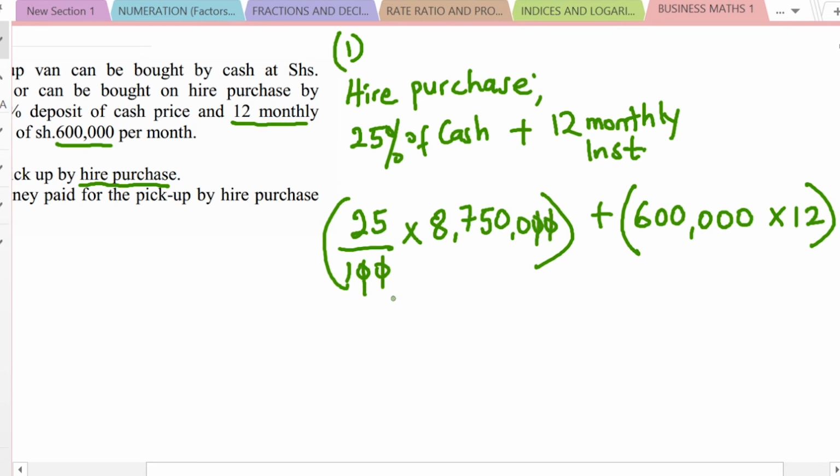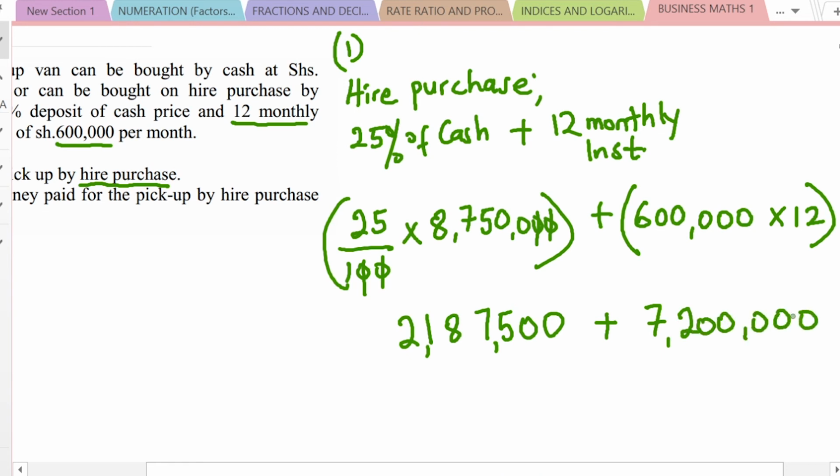So what we have there is, the 25% of 8,750,000 is 2,187,500, plus the 12 monthly installments, which amount to 7,200,000. So when we add up those two, we end up with 9,387,500.